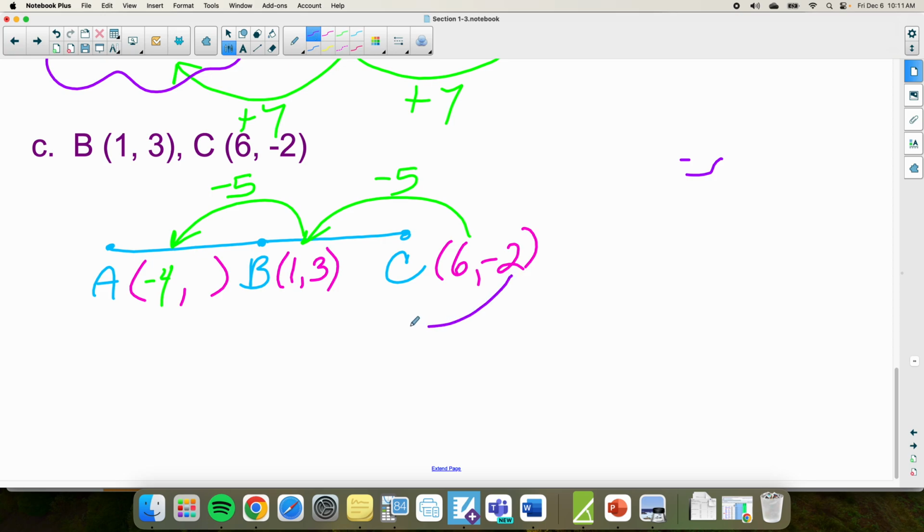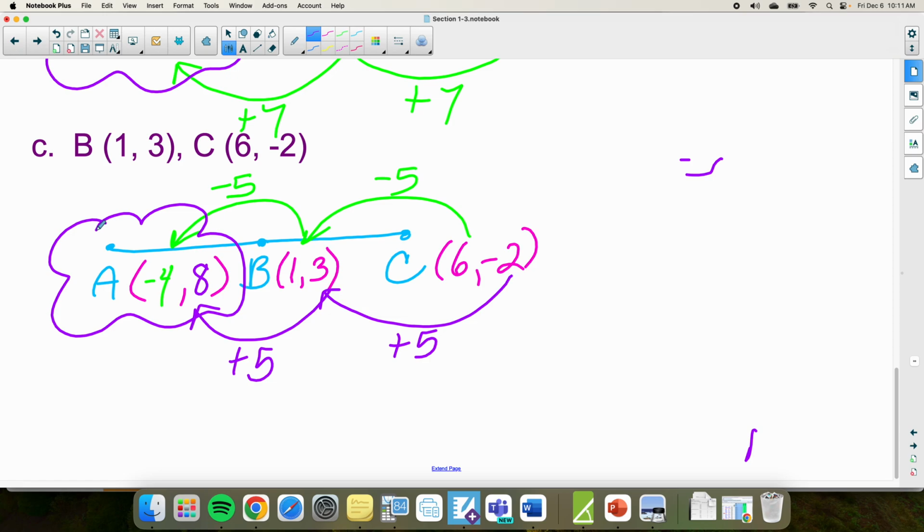Now, if we go from -2 to +3, I'm going up, so I'm going to add. How much do I have from -2 to +3? 5. Very good. So I'm going to add 5 because I'm going up. Then here, I'm going to add 5, and 3 plus 5 is 8.